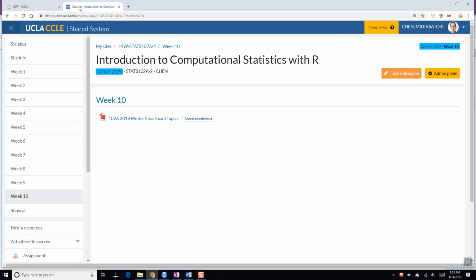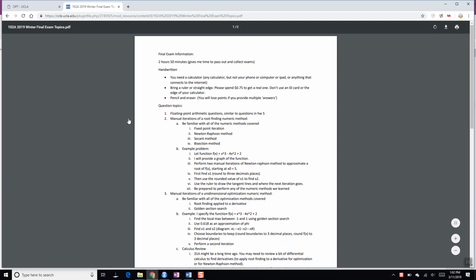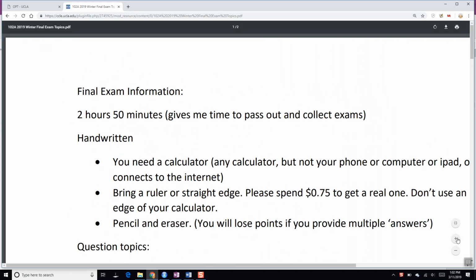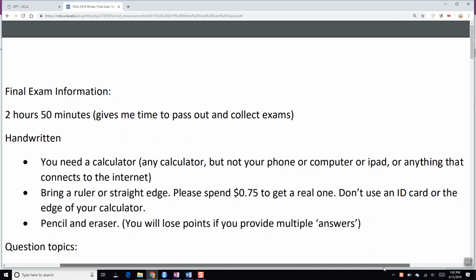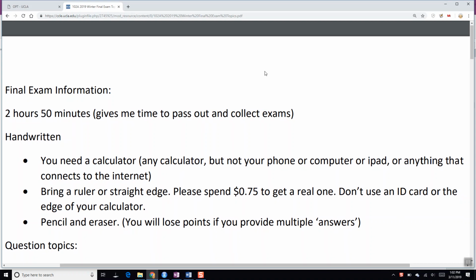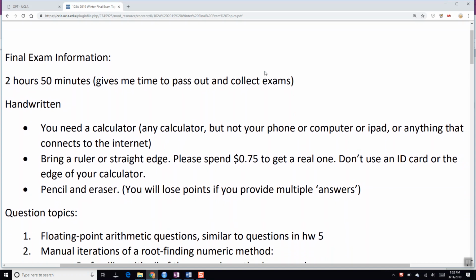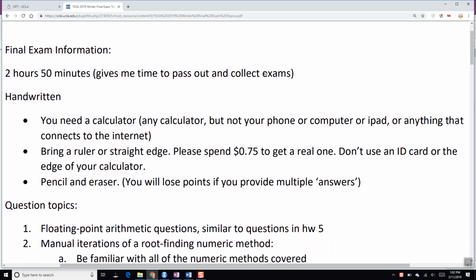And in week 10, I've posted this document that says 102A 2019 winter final exam topics. So this is up there, and I will talk through this, and I'll answer any questions you have about the final exam now. But after today's class, I will not answer any more questions about the final exam. So if you have questions about it, after I go through this, or as I'm going through, you can ask questions.